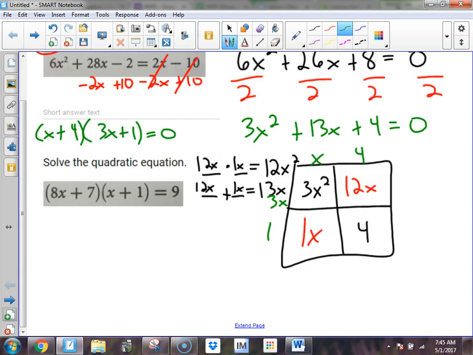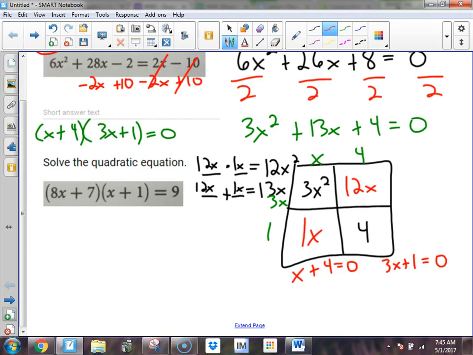When it comes to this quadratic equation, it didn't say just factor it. This is factored. What we need to do now is solve. So what we need to do is set both of these equal to 0 and solve. So down here I'll put down x plus 4 equals 0 and 3x plus 1 equals 0.